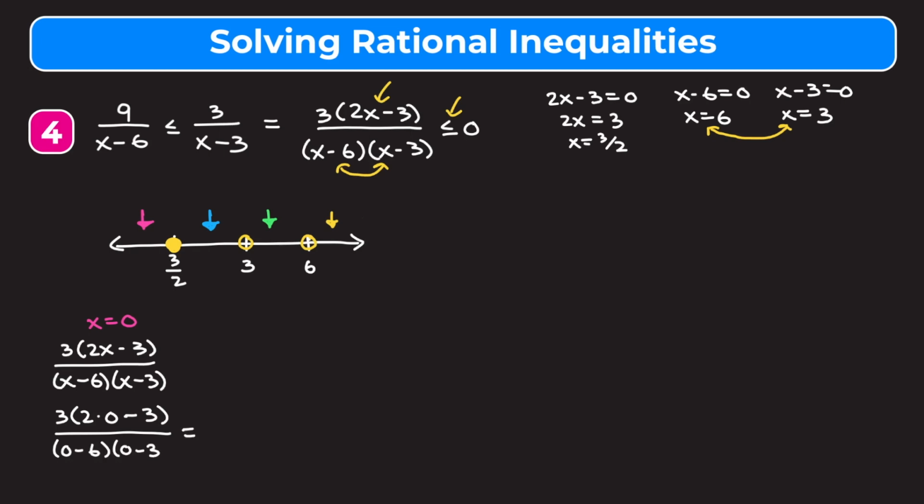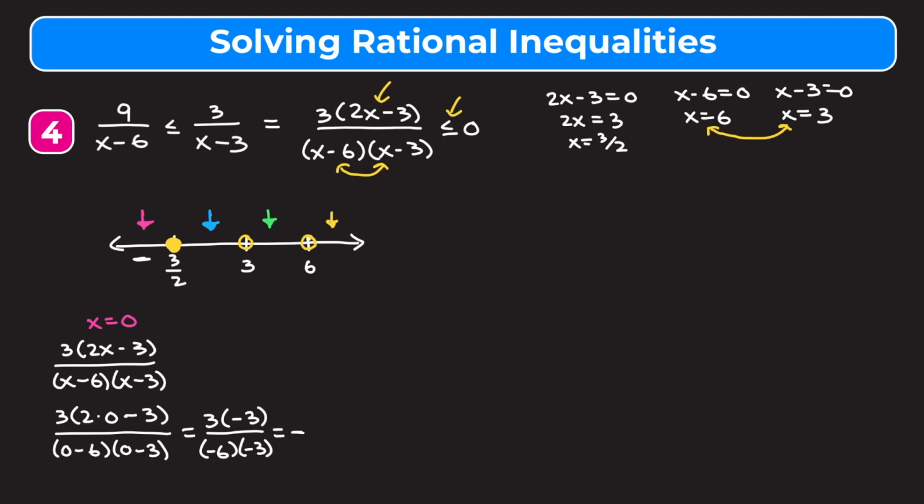And if we simplify this, we're going to have a 3, and then in the parentheses on the top, 2 times 0 is 0, minus 3 is just minus 3. On the bottom, 0 minus 6 is negative 6, and 0 minus 3 is negative 3. We have 3 negatives, so this is going to come out as negative. So this section of our number line is negative.